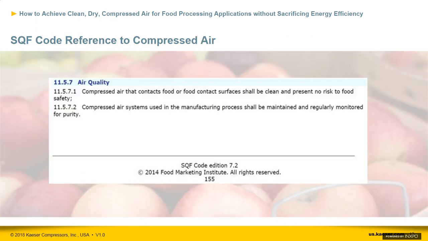They publish the SQF codebook that broadly covers many aspects of food safety. This is a copy of the SQF code, which cites the same two advisories about compressed air in several places in the document. So, 11.5.7.1: compressed air that contains or that contacts food or food contact surfaces shall be clean and present no risk to food safety. And 11.5.7.2: compressed air systems used in the manufacturing process shall be maintained and regularly monitored for purity.